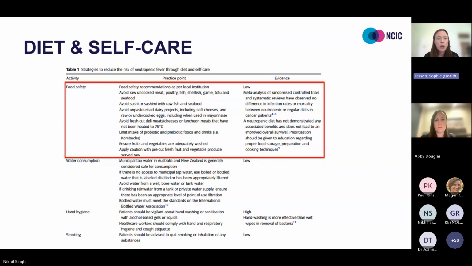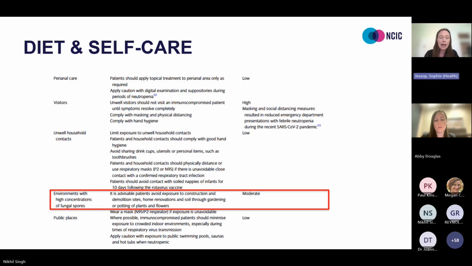So this table really goes through the diet and self-care recommendations, and it's separated into practice points and evidence, so saying when it's low, moderate or high. I've focused on food safety because that's a very common topic that is brought up amongst patients and carers, and really focusing on that move from that terminology of a neutropenic fever to food safety. There's also information on water consumption, hand hygiene, smoking.